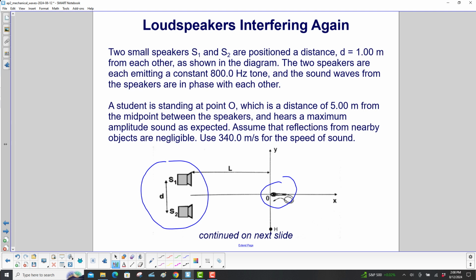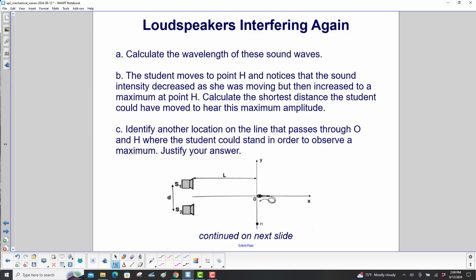Assume that reflections from nearby objects are negligible. Use 340 meters per second for the speed of sound. Part A. Calculate the wavelength of these sound waves.